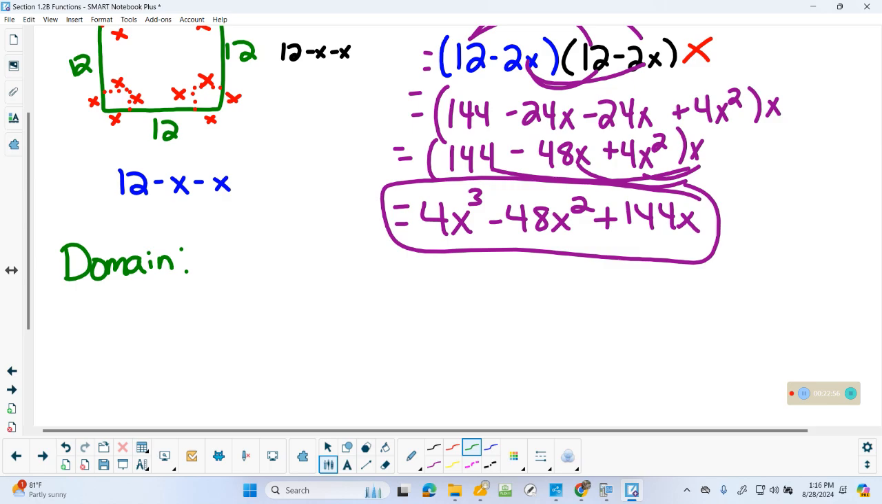First off, it's a word problem. And it has to make sense to this word problem. Now, x, of course, representing how much you're cutting off the corners. So you have 12 inches, and we're cutting off the corners. So we have to cut something off. So it has to be over 0. So that's my first thought.